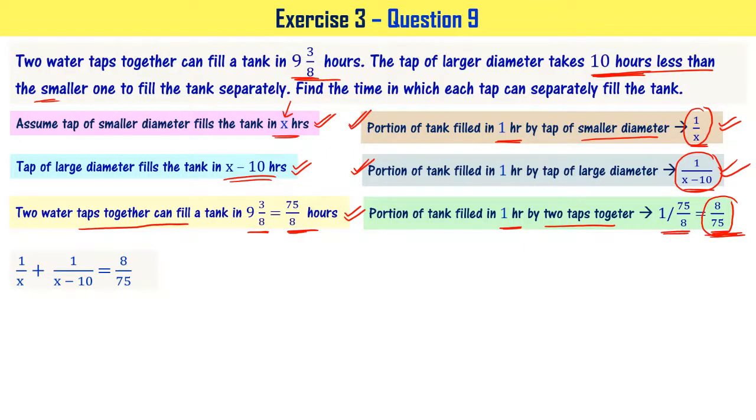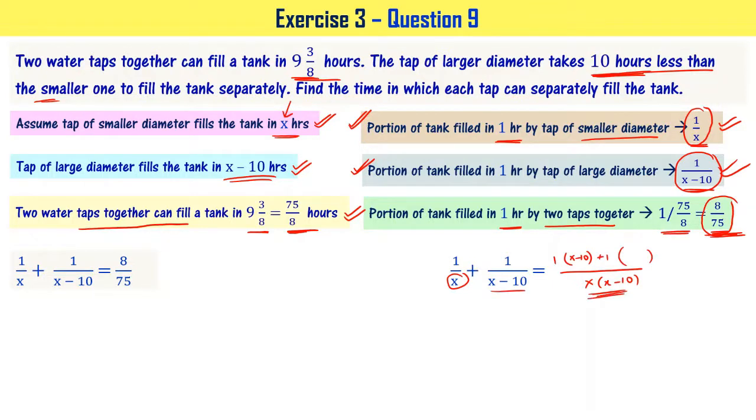We have to simplify this equation. For that, let me write the LHS as shown here. X times (X minus 10), right? Now this divided by this X is going to be X minus 10 plus 1.